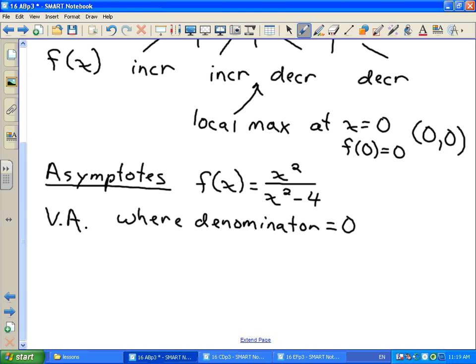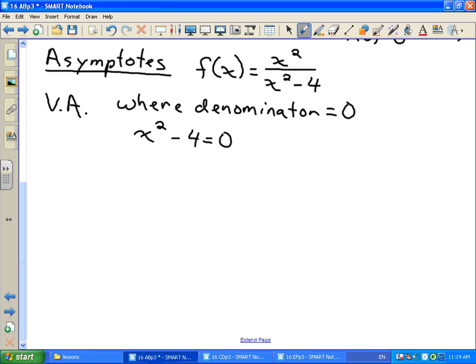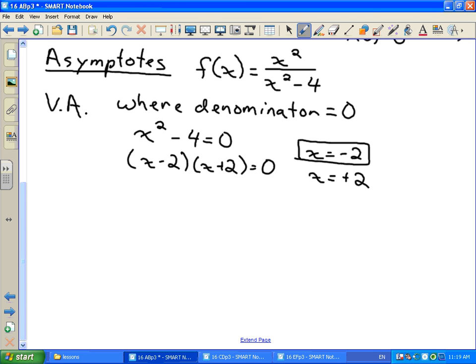So in this case, our function is x squared over x squared minus 4. We want to set x squared minus 4 equal to 0 and solve for x. We've already done this factoring, and we get two solutions, x equals -2 and x equals +2. Those two equations represent our vertical asymptotes.